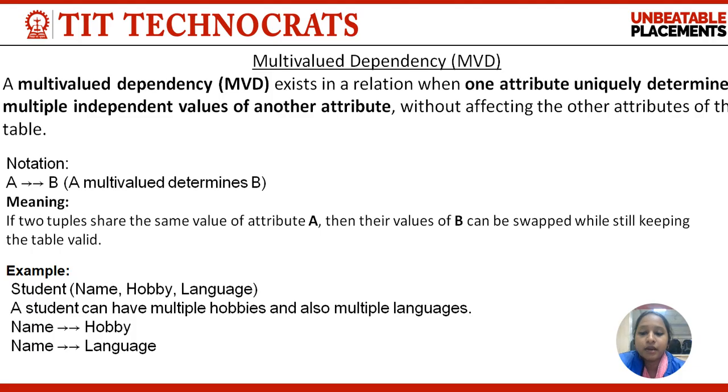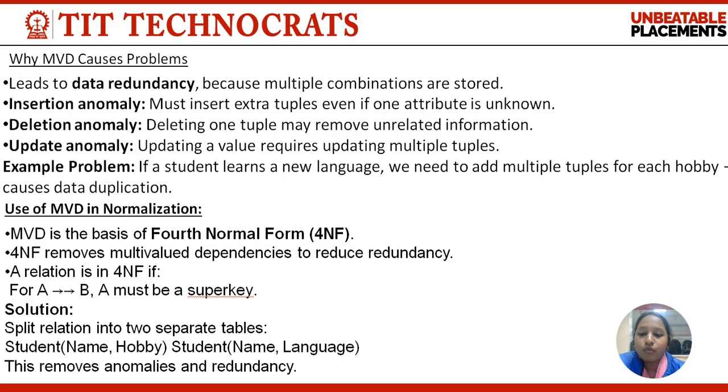Multi-value dependency. Multi-value dependency occurs when one attribute determines multiple independent values of another. It leads to redundancy and anomalies. For example, a student is having attribute values like hobby, student language, like that. Why does MVD cause problems? MVD causes insertion, deletion, and update anomalies because multiple combinations are stored.